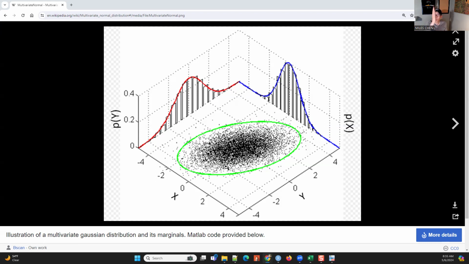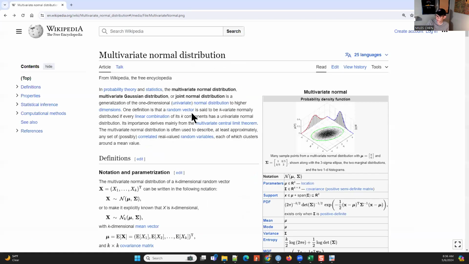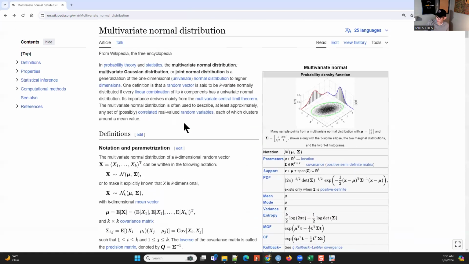But if you just take one column, like you have a column for X and a column for Y, and you take that one column X and make a histogram of X, you get this thing. If you take that column of Y and make a histogram of Y, you get this histogram over here. And those are both normal distributions. So X is normally distributed, Y is normally distributed, and that's what it looks like.